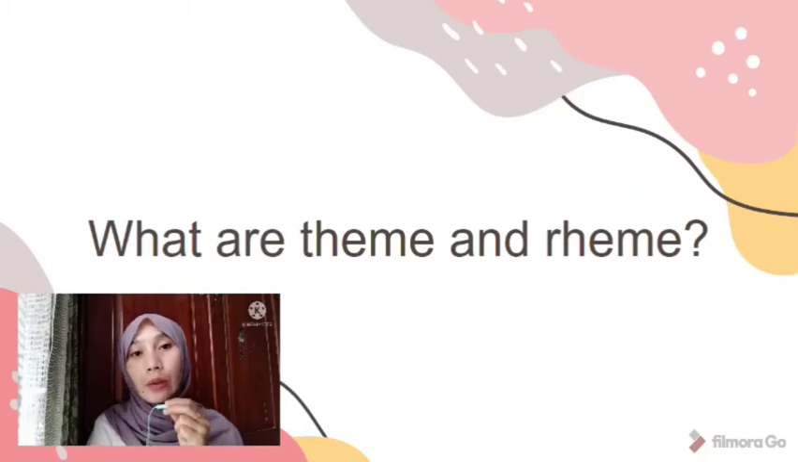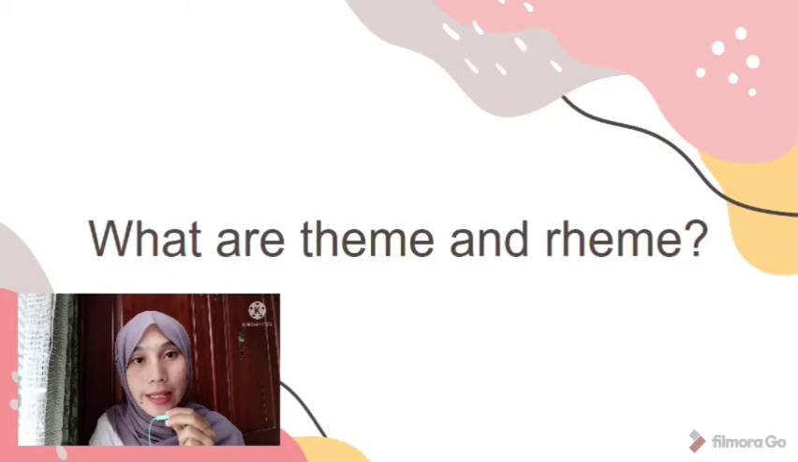So let's begin with this question. What are the theme and rheme? In functional grammar, we know that there are 3 types of metafunctional discourse in SFL. There are the field, the tenor, and the mode. We have discussed the field, which is realized through transitivity and clause complex. And also, we have talked about tenor in mood analysis.